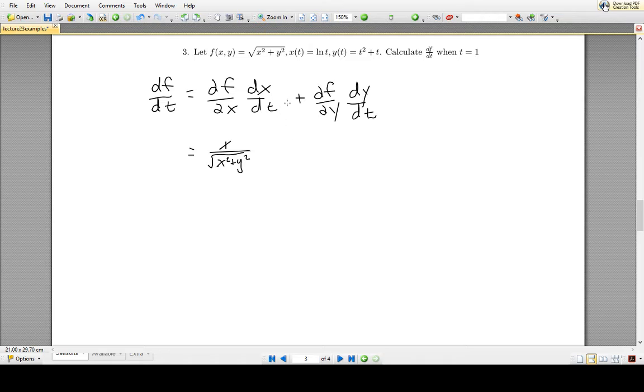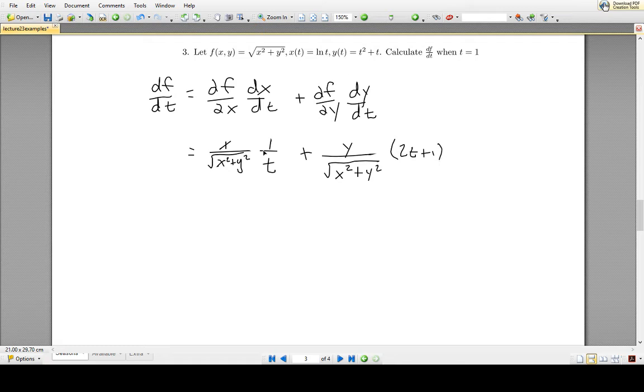The derivative of x with respect to t is 1 over t, because the derivative of ln t with respect to t is just 1 over t. Plus, same kind of thing here, the derivative of f with respect to y looks pretty much exactly like the derivative of f with respect to x, only we have a y in the numerator. And then the derivative of y with respect to t, this is going to be 2t plus 1.